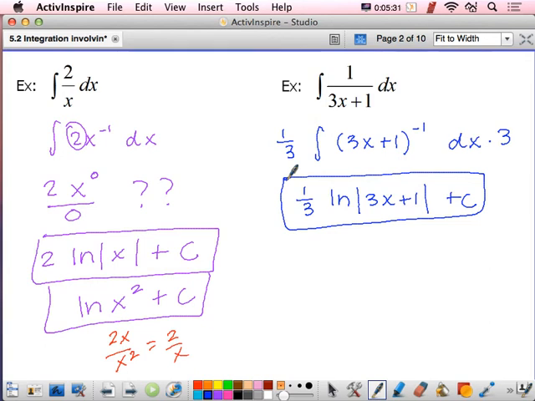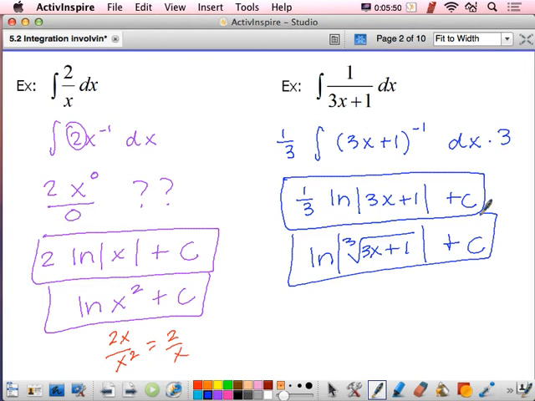So could you rewrite that as the natural log of the cube root? Yes, you could rewrite that as the natural log of the cube root of 3x plus 1. But you would still need absolute value on that because cube roots can be negative. So, either one of those. It's only even radicals and even exponents that you wouldn't need absolute value on.